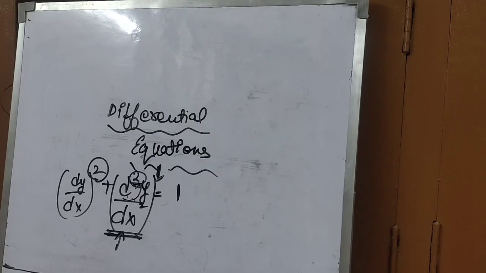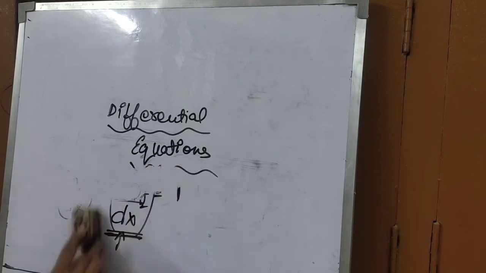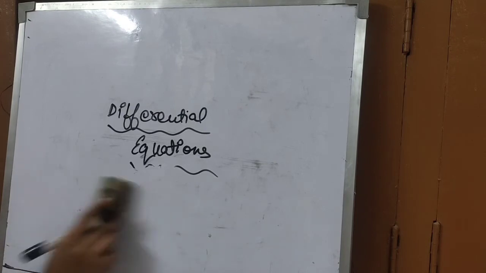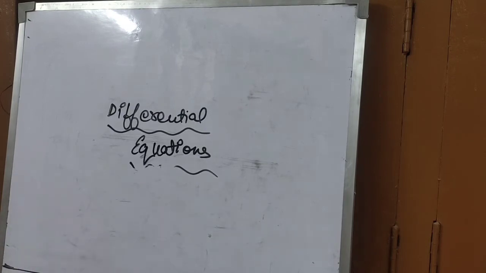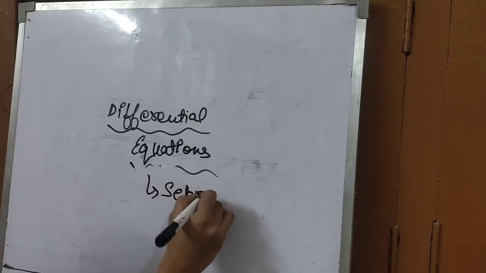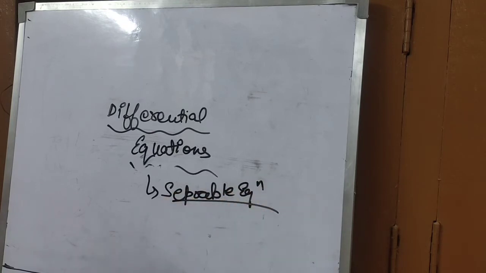Now I'll be discussing the forms of equations and how we solve them. Every different form of equation has different formats to solve them, so I'll be discussing each and every one. First of all, going with the separable equation. What do I understand by a separable equation? It's very much clear that I can separate my equation into different forms.